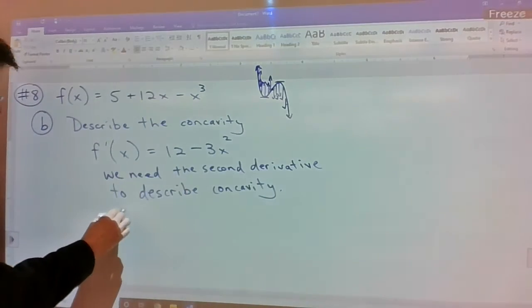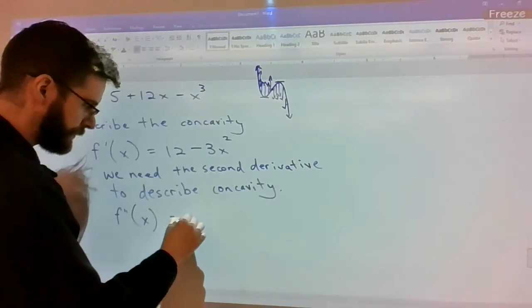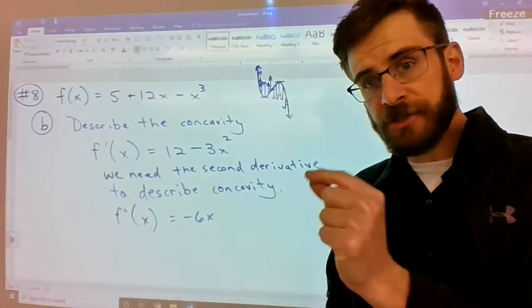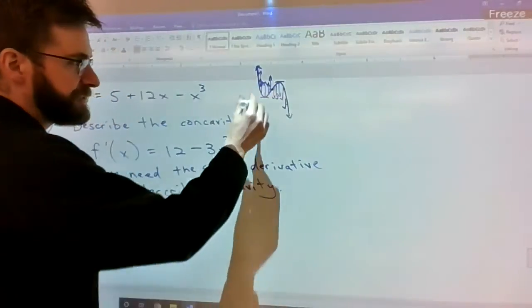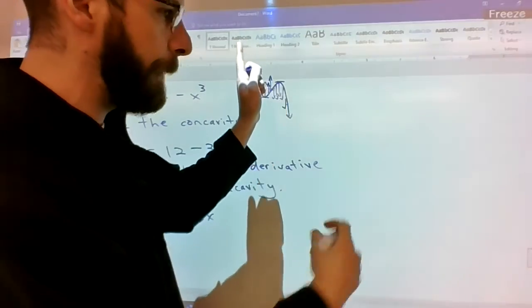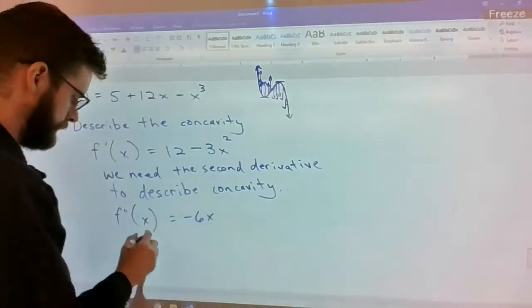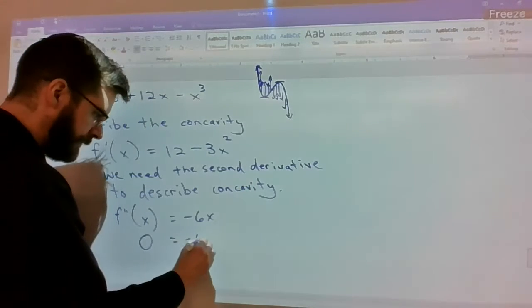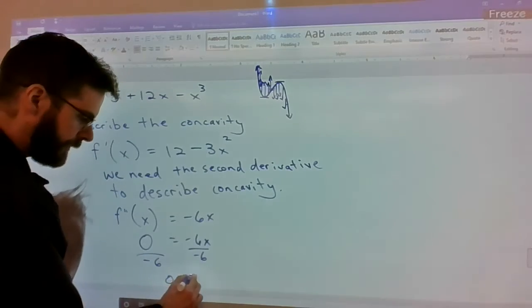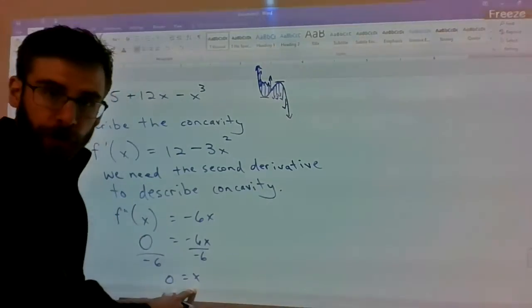Okay, so second derivative is 0 minus 6x, so negative 6x. Now what you do here is you set it equal to 0 because the zeros are going to be those neutral places where you're neither holding water up or pushing it down. So it's a neutral second derivative. And at this point, your second derivative critical numbers, well, there's only one of them. It's just x equals 0. So that's going to dictate the terms of our intervals.